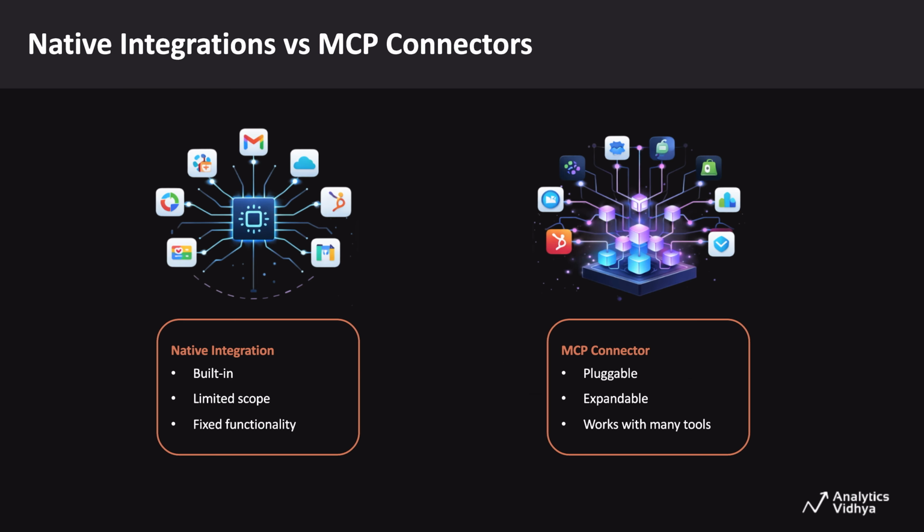Now, let's compare the two approaches. Native integrations are built in, but limited in scope and flexibility. MCP connectors, on the other hand, are pluggable and expandable. This means you can connect Co-work to many tools without being restricted to what's built in. So, MCP gives you flexibility, while native integrations give you fixed functionality.